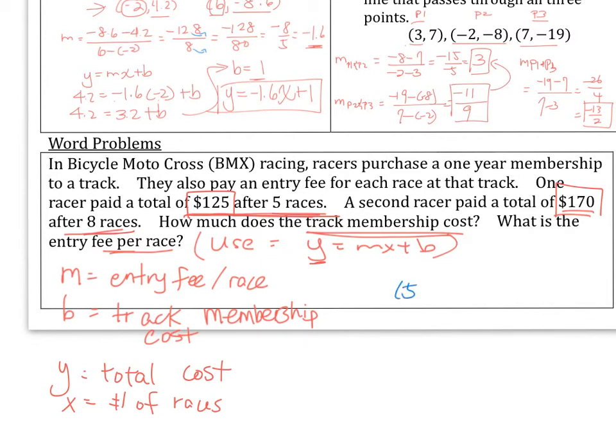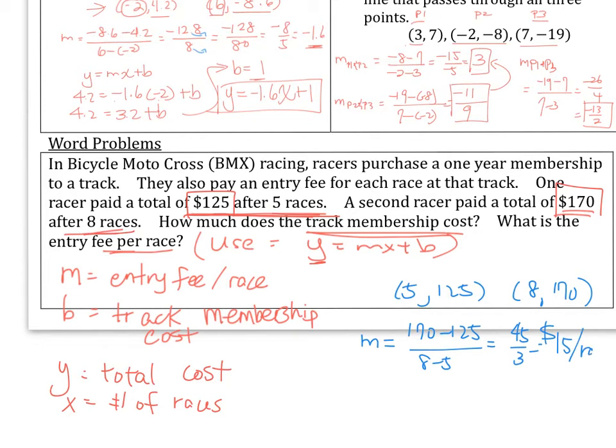5, 125, and 8, 170. And now we can find the slope between these 2 points. 170 minus 125 over 8 minus 5. And that gives you 45 over 3. Slope is 15. So here we have found it, the entry fee per race, $15 per race.